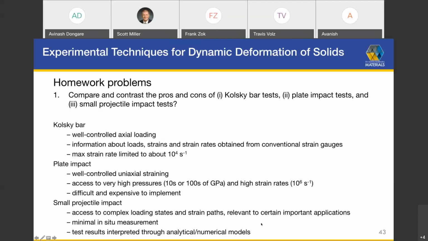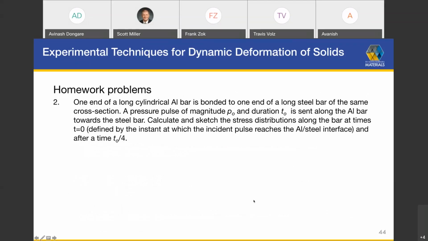Okay, if there's nothing further, I'll go on to the second problem. This was a fairly straightforward calculation of sorts. The problem here, recall, is one in which you have an aluminum bar. It's very long and it's bonded at one end to a long steel bar. They're the same cross section. And then we put a pressure pulse of some magnitude P naught, a constant magnitude, into the aluminum bar at one end, at the free end, for a duration of T naught.